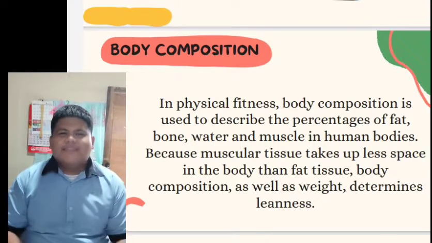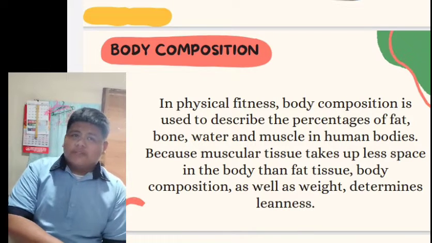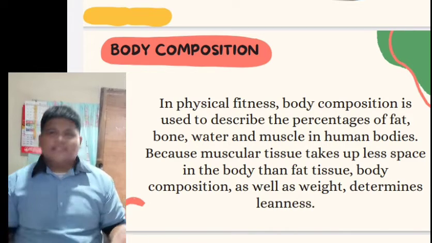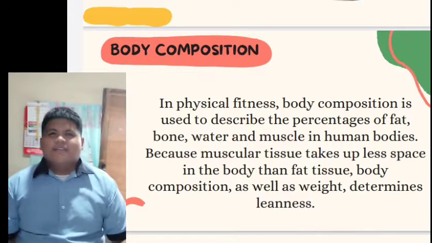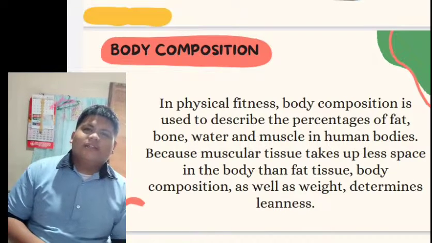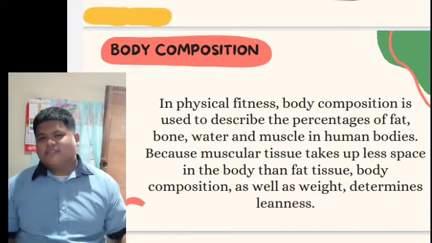The next slide is the body composition. In physical fitness, body composition is used to describe the percentage of fat, bone, water, and muscle in human bodies. Because muscular tissue takes up less space in the body than fat tissue, body composition as well as weight determines leanness.